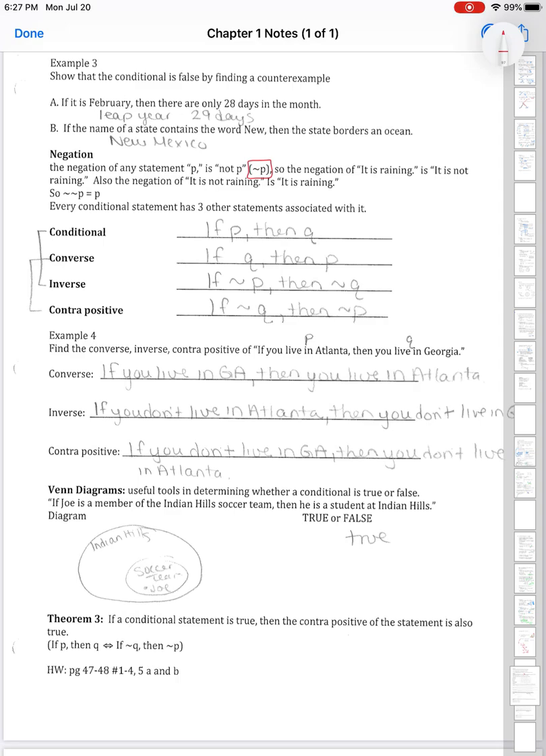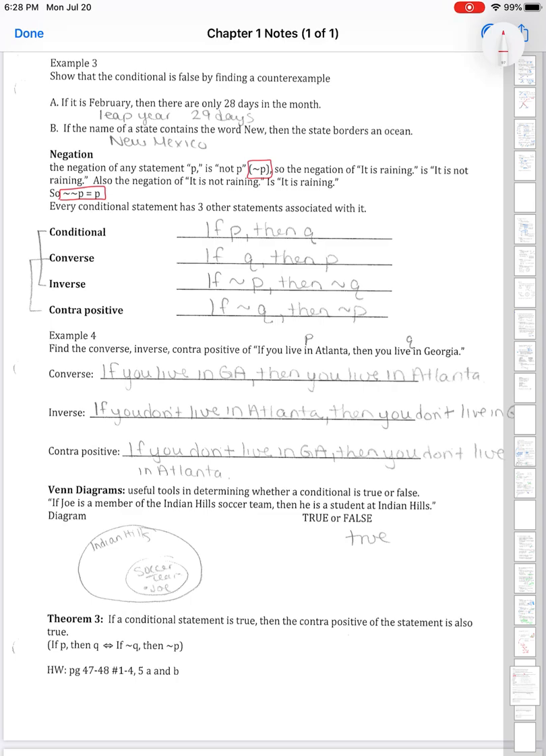Next thing we're going to touch on is something called a negation. So the negation of any statement P is not P. And you see this little symbol here that you're going to add in front of the P. So the negation of it is raining is it is not raining. Also, the negation of it is not raining is it is raining. So you're going opposite. So if you negate a negated P, then they sort of cancel each other out. Think of it like a double negative. Minus a negative would cancel it out and make it a positive.